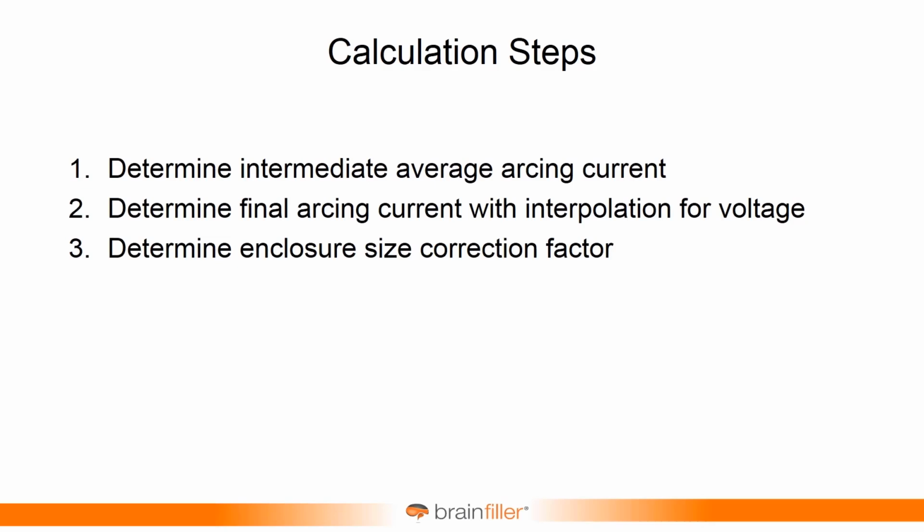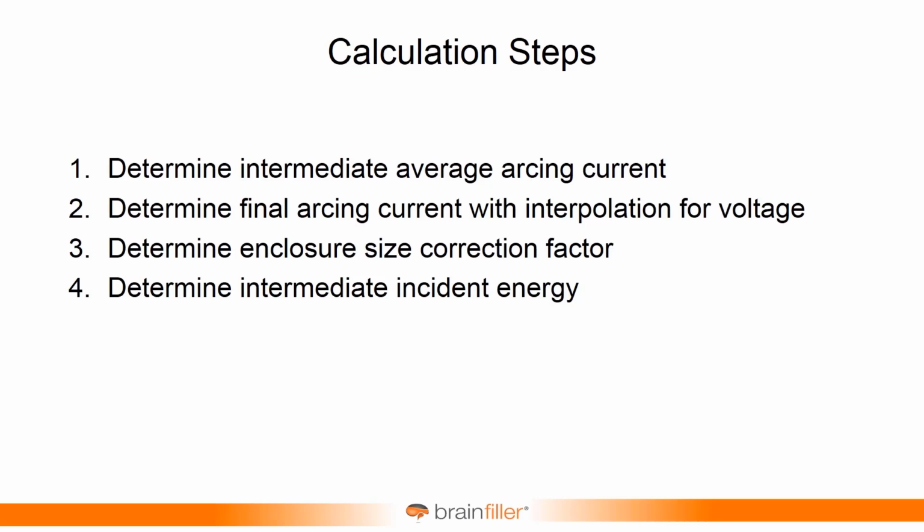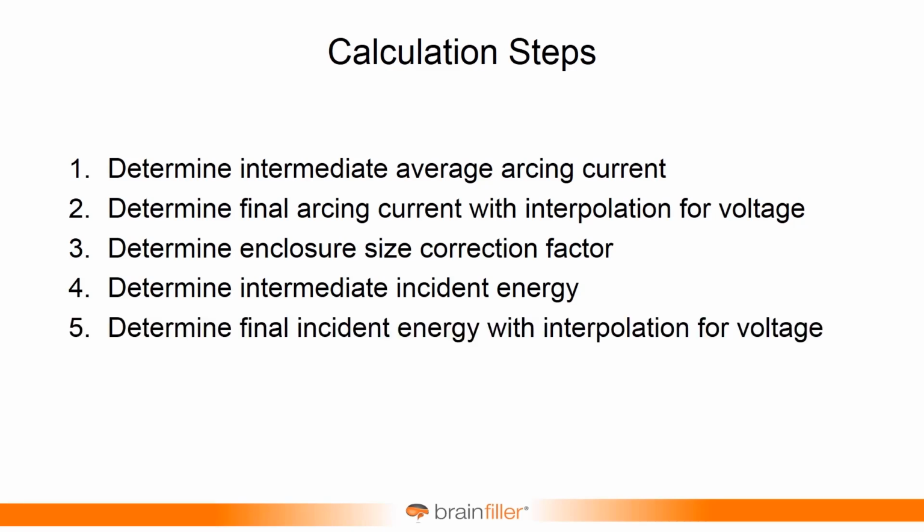Well, before you do that, you select your enclosure type, basically your class of equipment, and that'll default to a certain enclosure type. And then if you want, you can adjust that for the size correction factor to be even more accurate. So with the size correction factor and the arcing current, you calculate the intermediate incident energy. And again, intermediate just means it's going to be either 600 volts or 2700 or 14.3. And then you calculate the final incident energy by interpolating for the voltage.